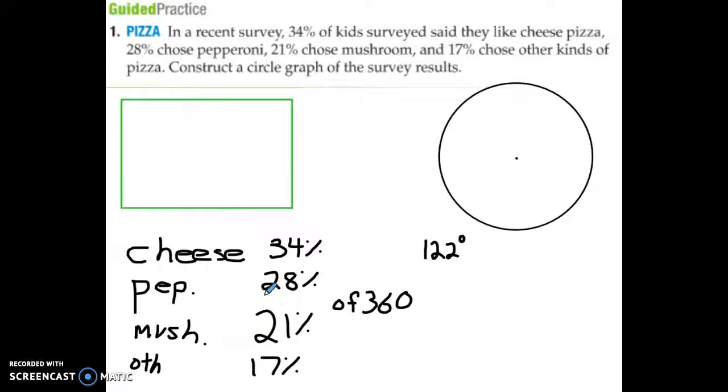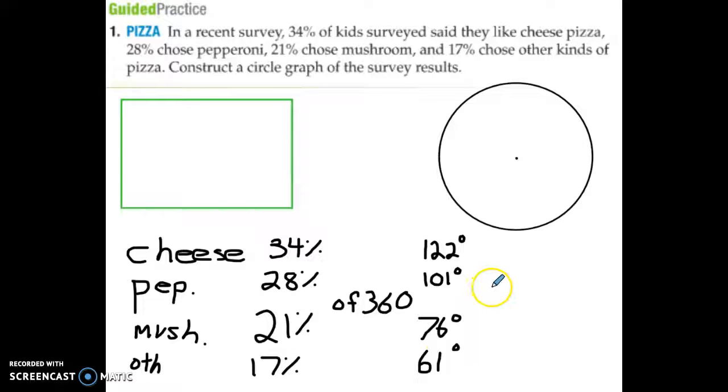28% of 360. So I take 0.28 times 360. I get 100.8. So I'll make that 101. 21% of 360 is 75.6. So that rounds up to 76 degrees. And all these should add up to 360. Let's see if it works out. 17% of 360 is 61.2. That rounds to 61 degrees. And if I add all these up, I do believe I get 360.